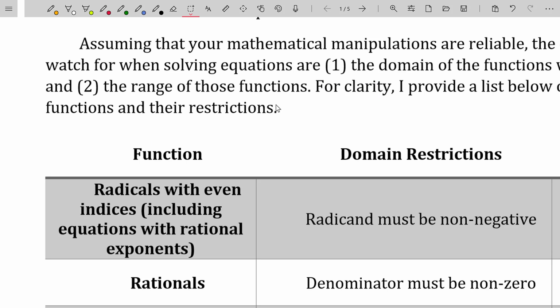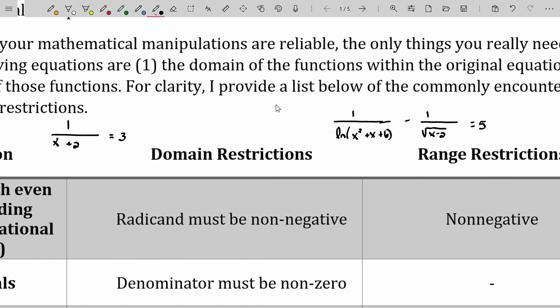The next kind of equation that's super popular in mathematics is a rational equation. Rational equations are equations that have ratios of functions. So it could be something very simple like 1 over x plus 2 is equal to 3, or it could be something complicated like that.